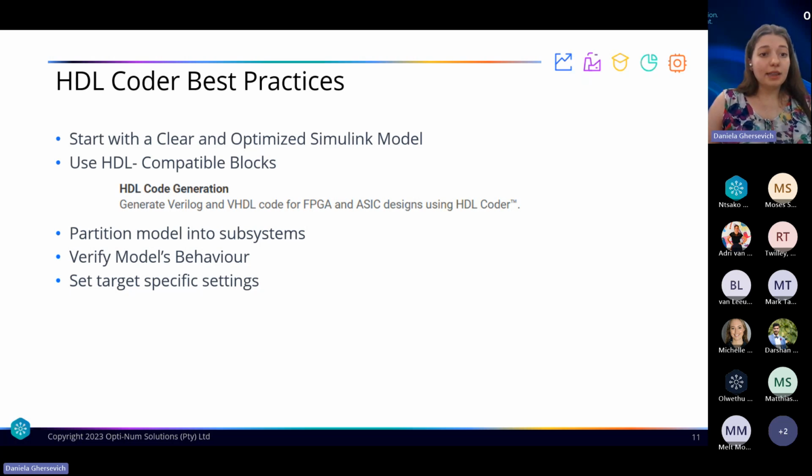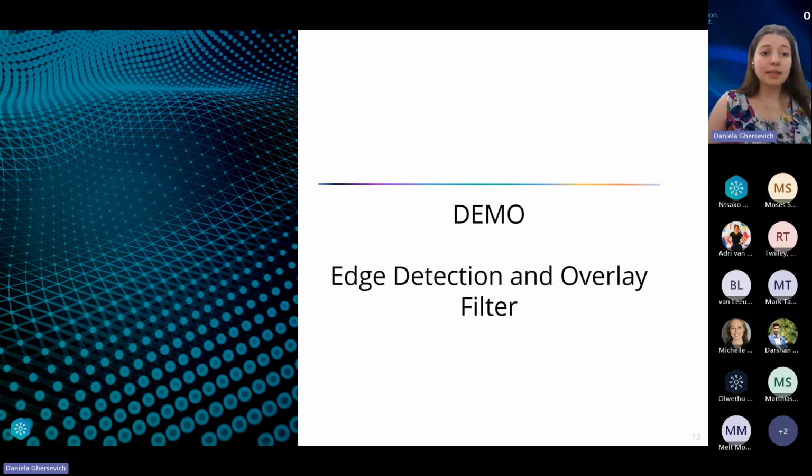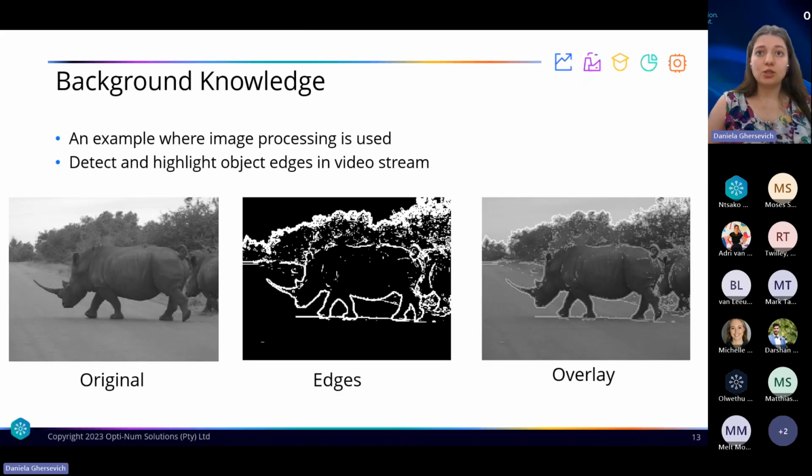Okay, so that's just a bit of theory and background on that. Now I'm going to step into a demonstration. It's going to be an edge detection and overlay filter, and just some background knowledge on the demonstration. What this example does is apply edge detection to this image of the rhino, and then apply an overlay filter, as can be seen here. This is useful in surveillance and security systems, and this is just a single example of where HDL Coder can be valuable, as whatever requirements you need for your HDL code, it is able to produce.